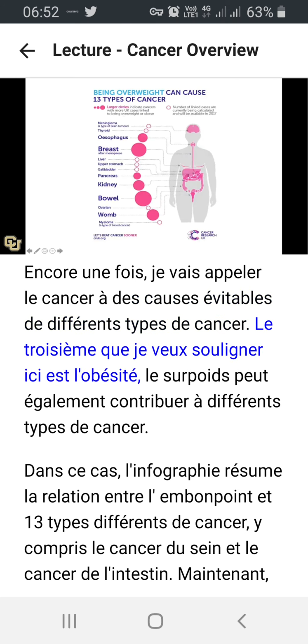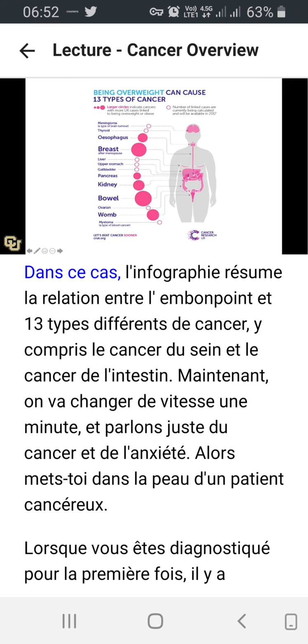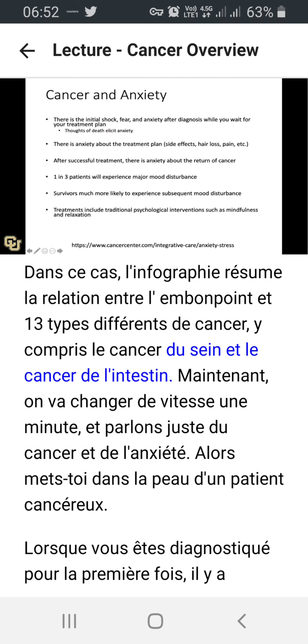And the third one I wanted to highlight here is obesity. Being overweight can also contribute to different types of cancer. In this case, the infographic is summarizing the relationship between being overweight and 13 different types of cancer, including things like breast cancer and bowel cancer.